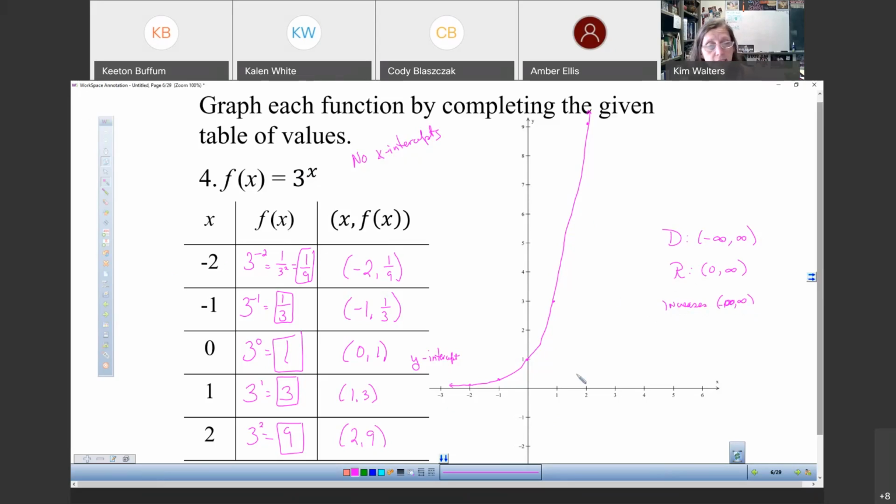So it increases over the entire domain. As I move from left to right, it goes up. Now we're going to see one in a minute that's going to decrease everywhere, and we'll talk about what causes it to do that. The other thing, notice as my x values get larger, my y values are getting larger. And that re-emphasizes the fact that it's increasing.